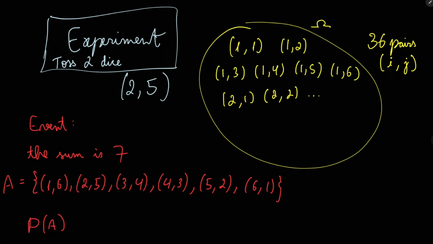What about our dice toss event? What is the probability of A here? The same reasoning applies. If the dice are fair, then the 36 possible outcomes are equally likely. So we can assume that each possible outcome has the same probability of 1 over 36. Using the additivity axiom, the probability of A is the sum of the probabilities of its elements, which are 6 elements. Each one of them, as we said, has a probability of 1 over 36. So the probability of A is 6 times 1 over 36, which is 1 over 6.